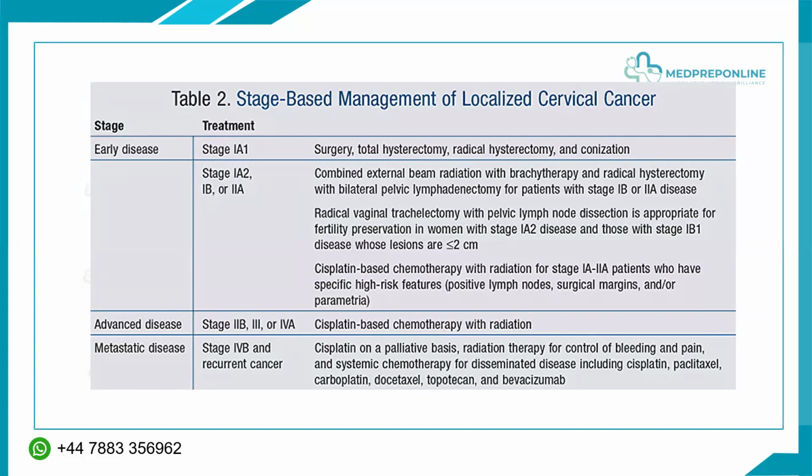If the patient requires a fertility preserving surgery, right, then you may go ahead with a vaginal trachelectomy, which is only for very early stages like stage 1A2, and in 1B1 only if the size of the tumor is less than 2 centimeter, right? So it has to be a microscopic tumor, not a macroscopic tumor. Only then can you conserve the cervix. Now, for very high risk features such as when you have positive lymph nodes, as well as if in spite of doing a thorough surgery, you still have positive surgical margins or the parametria are involved, then you will treat the patient with a cisplatin based chemotherapy. So all the modalities of treatment are involved here.